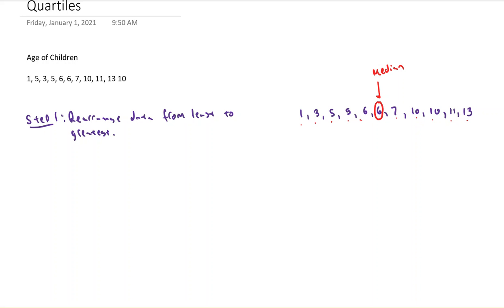If you have to average two numbers in the middle to find your median, that's fine. You don't have this issue. Just throw the lower number in the lower half and the higher number in the upper half. But if you have one number in the middle like this, you will not include it in either half. So this is going to be my upper half and my lower half.